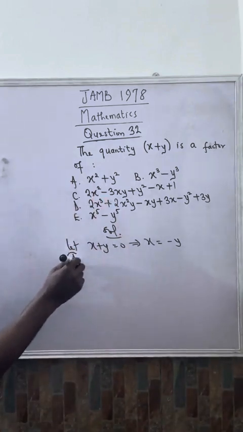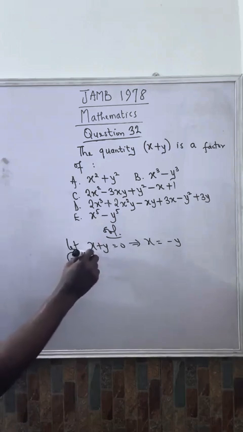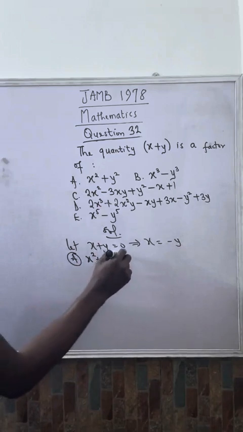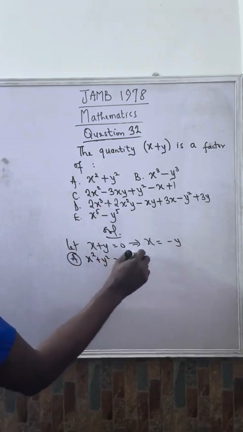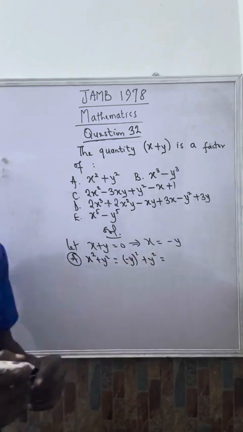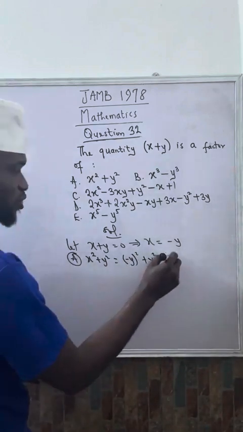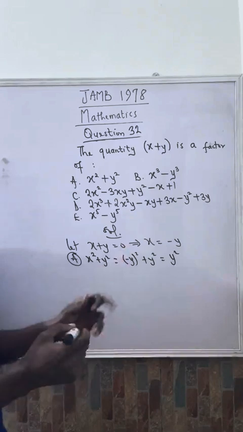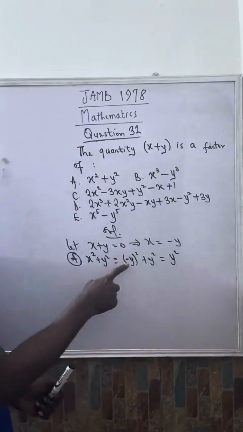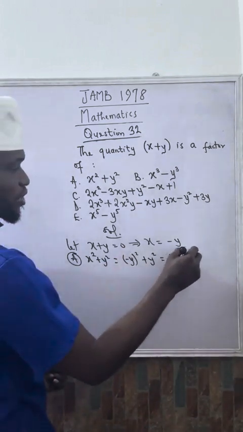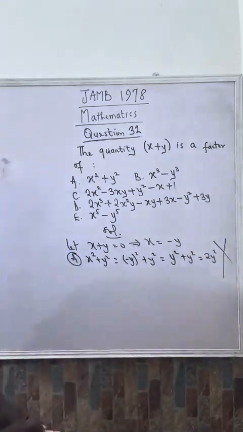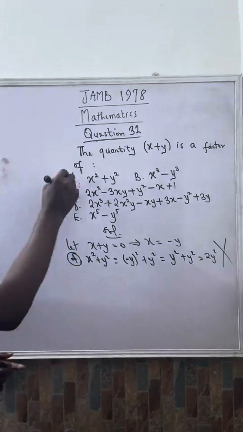Let's start with option A. So we have x squared plus y squared. Anywhere we see x, let's put minus y. So that means I will have minus y squared plus y squared. So this will give me what? Minus negative y squared will give me y squared, because this is an even power. Any even power of negative will still be positive. So y squared plus y squared, which will give me 2y squared. So this is not equal to 0. So this option A cannot be the answer.